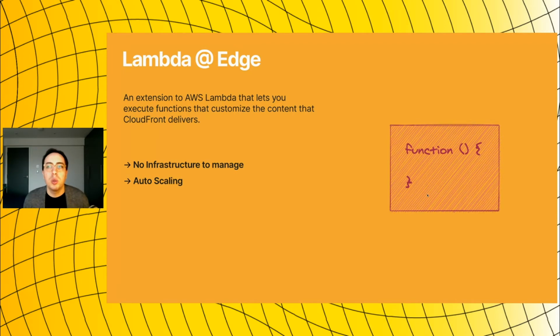So it's going to auto scale. And also it allows you to pay only per number of functions that you use. So what is the difference exactly between a normal Lambda and a Lambda at the edge? The difference is where these Lambdas are running.